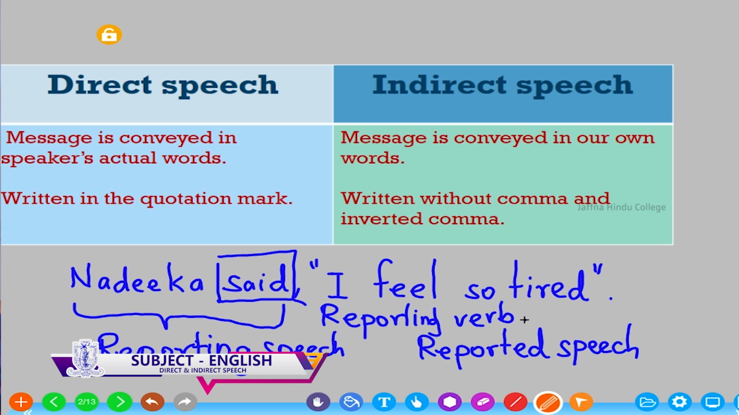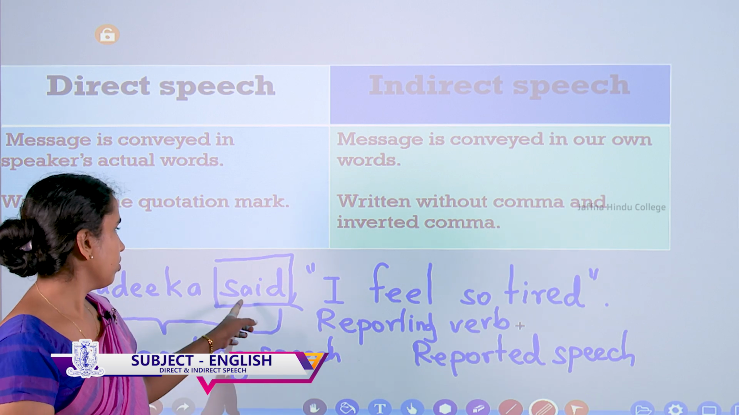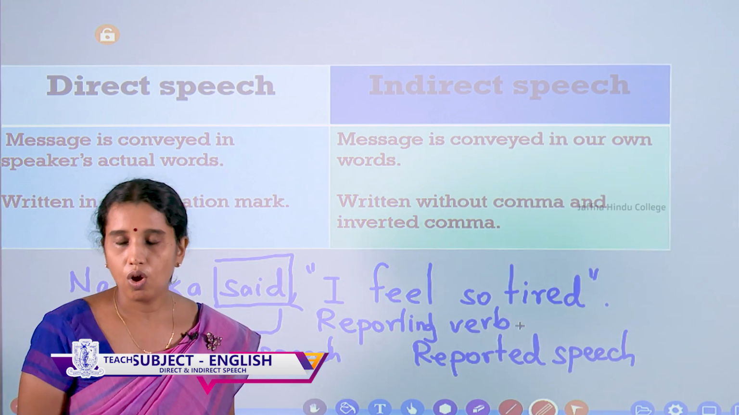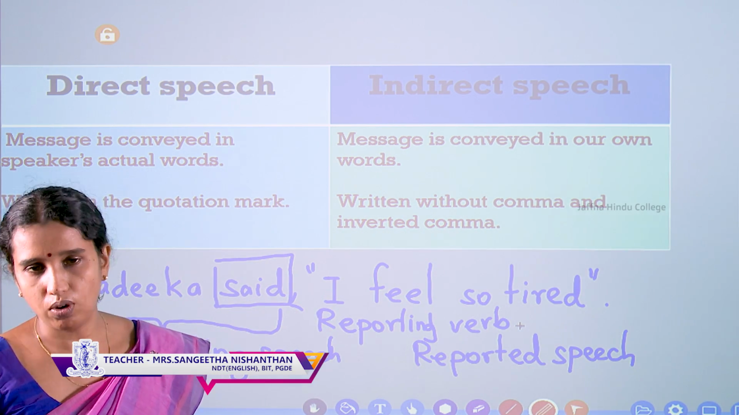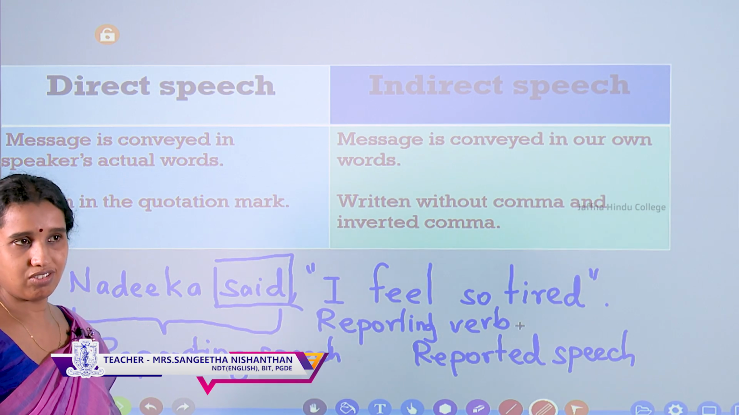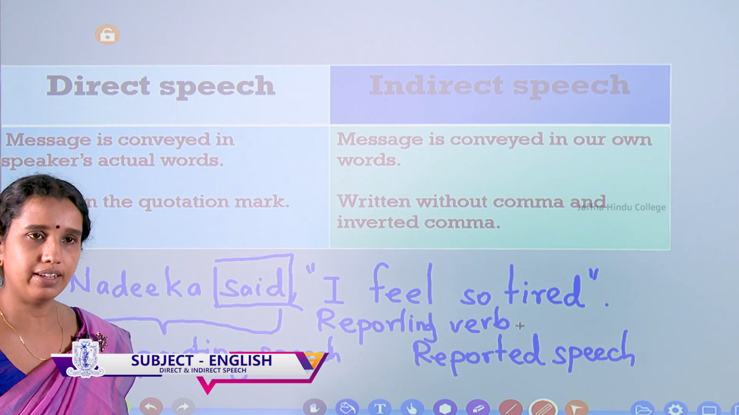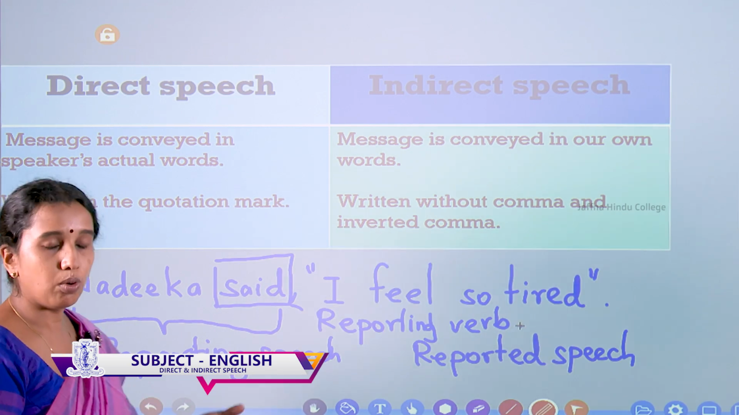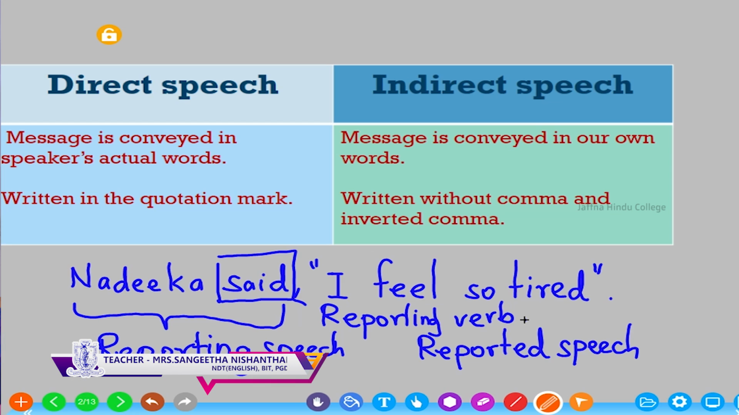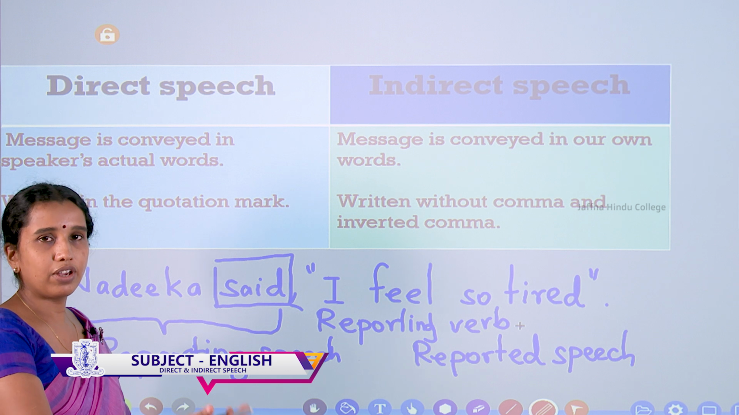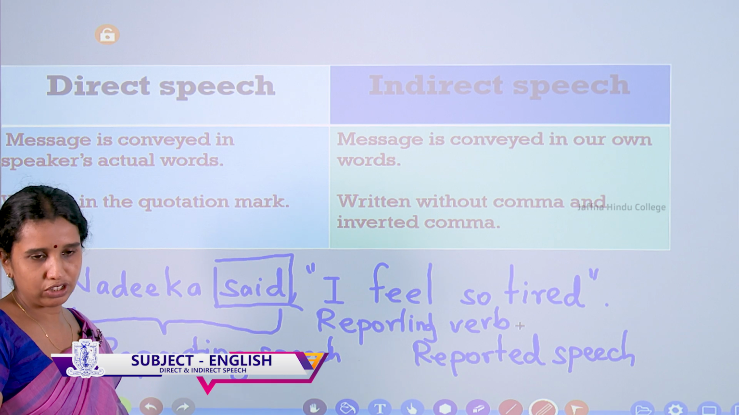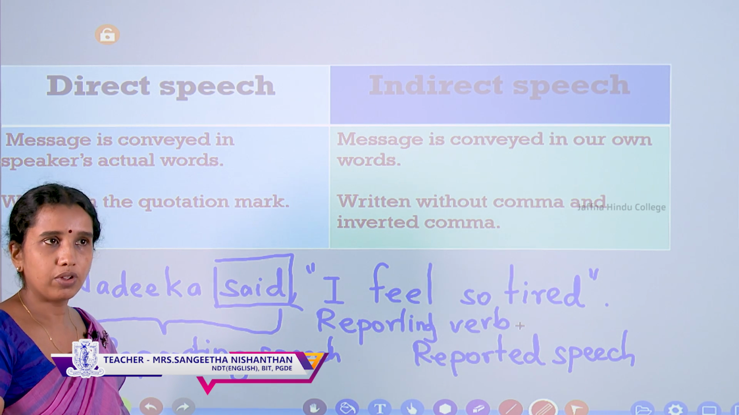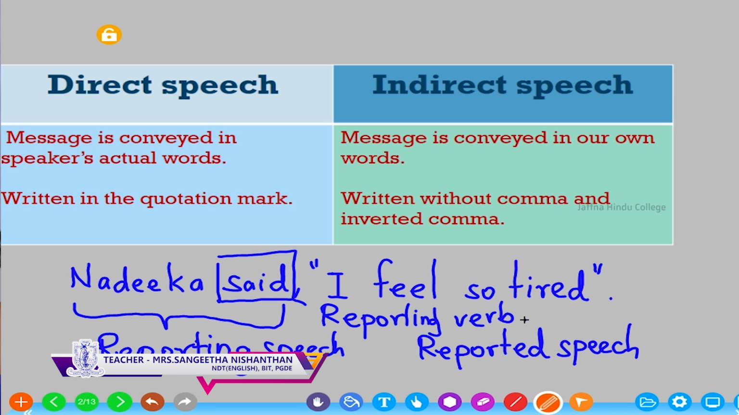Right. When using direct speech, we use the reporting verbs said or say or tell or told. Likewise, asked or answered or replied. It depends on the mood of the sentences, statements. Right. This reporting verb decides whether we are going to change or backshift the verb form or not. These verbs decide that. Right.